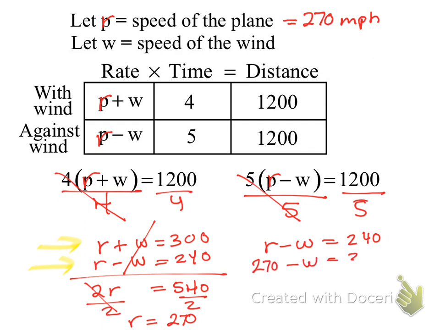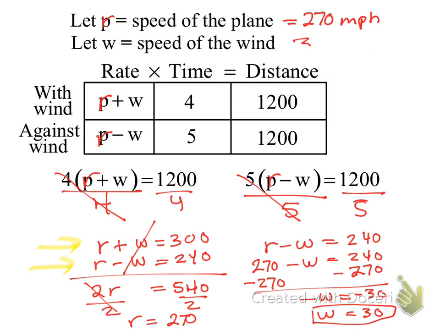So I can just substitute in 270 minus W equals 240. Subtract 270, subtract 270. Negative W equals negative 30, so W equals 30. So the wind is 30 miles per hour, and the speed of the plane is 270. Yes, you're understanding, or no, you're not? How are you guys doing?